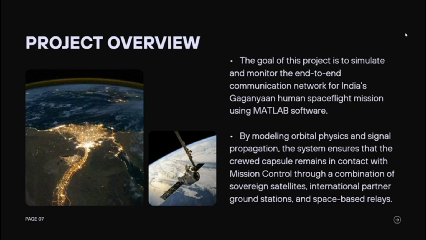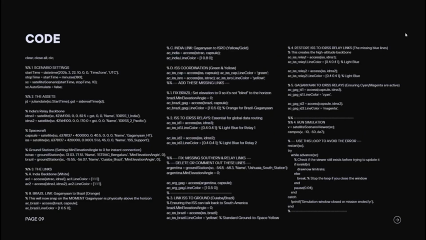Project overview. So in our project we use MATLAB to simulate this complete communication network. In this simulation, we can observe the movement of Gaganyaan in low Earth orbit, the positioning of IDRSS satellites, and how communication links are maintained with mission control through satellites and ground station during the mission. So this is how the simulation looks.